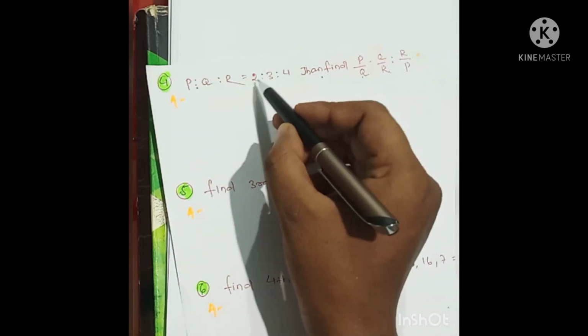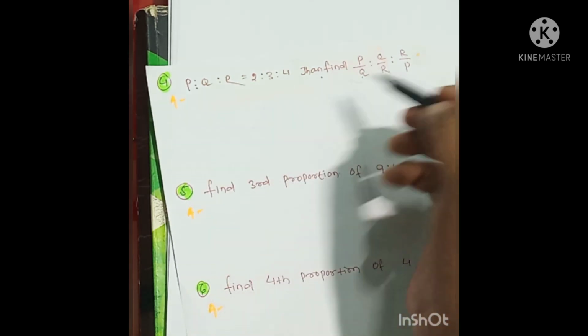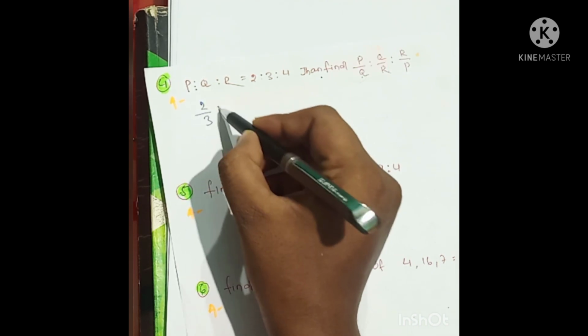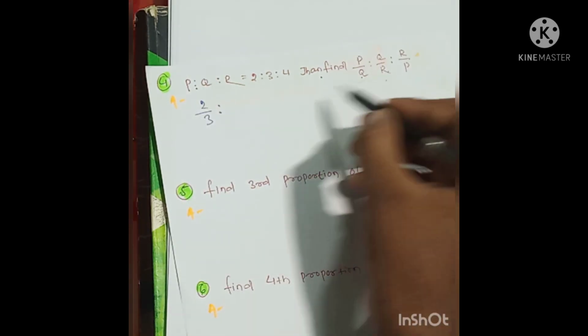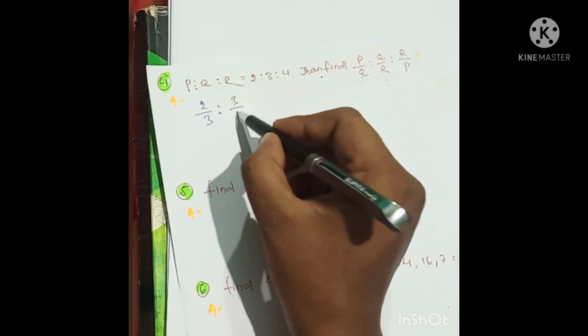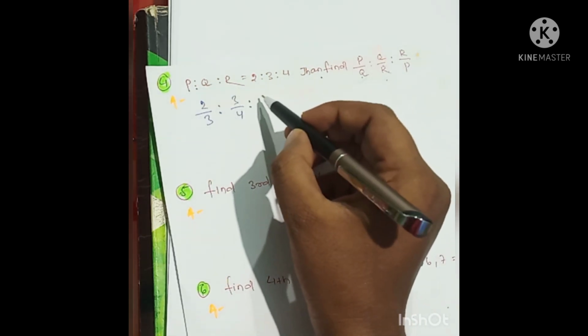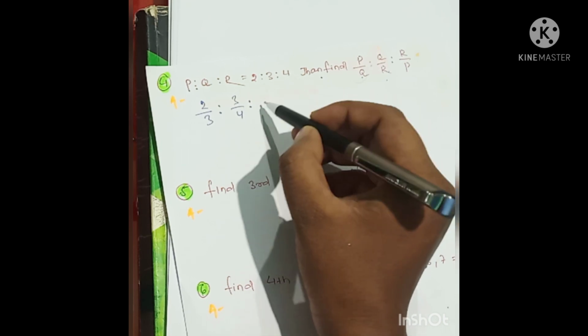So here we know what is P, what is Q, what is R. So simply we put down here P by Q, that means 2 by 3. Okay, then Q by R, that means 3 by 4. Okay, then R by P, that means 4 by 2.